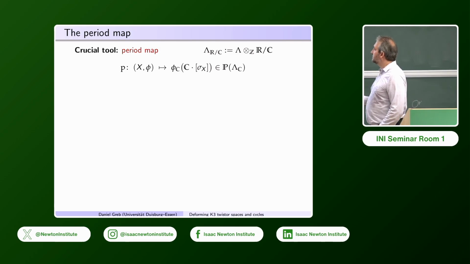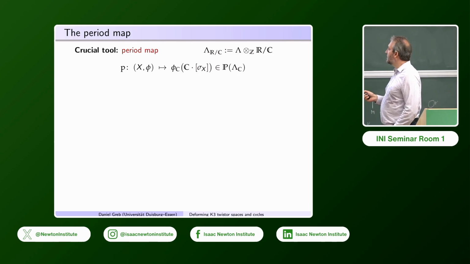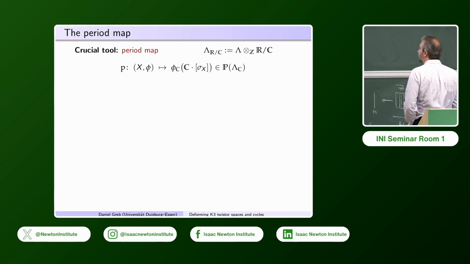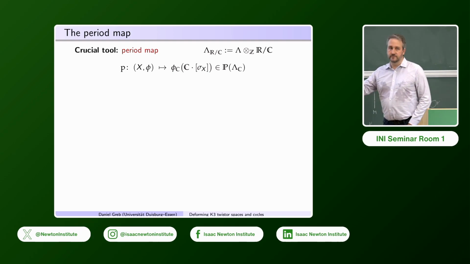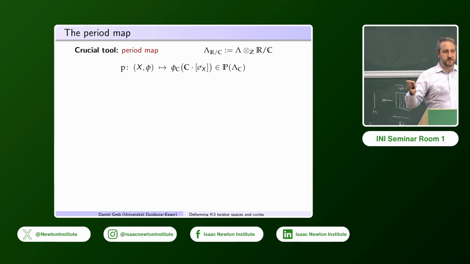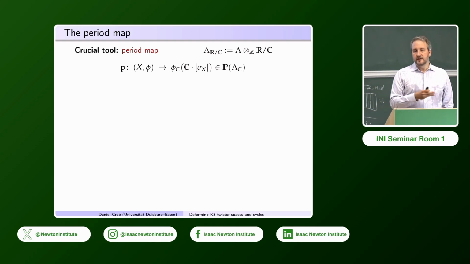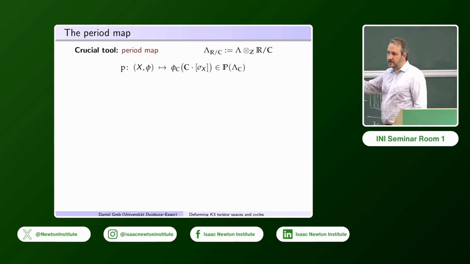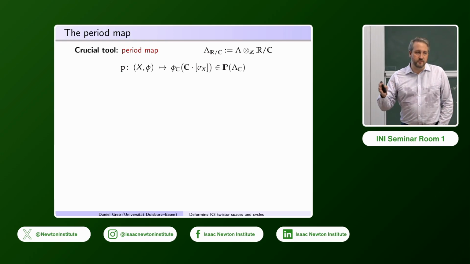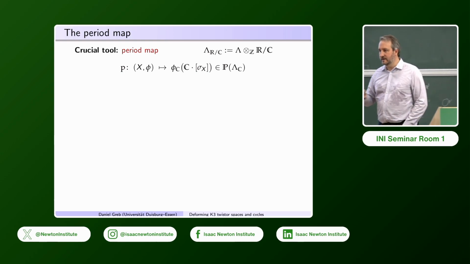So this is the idea of the whole project: to study the interaction of twistor families, or twistor theory, with period maps, which you use to study any sort of family of projective manifolds. You can write down the period map. Sometimes it tells you a lot, sometimes not.